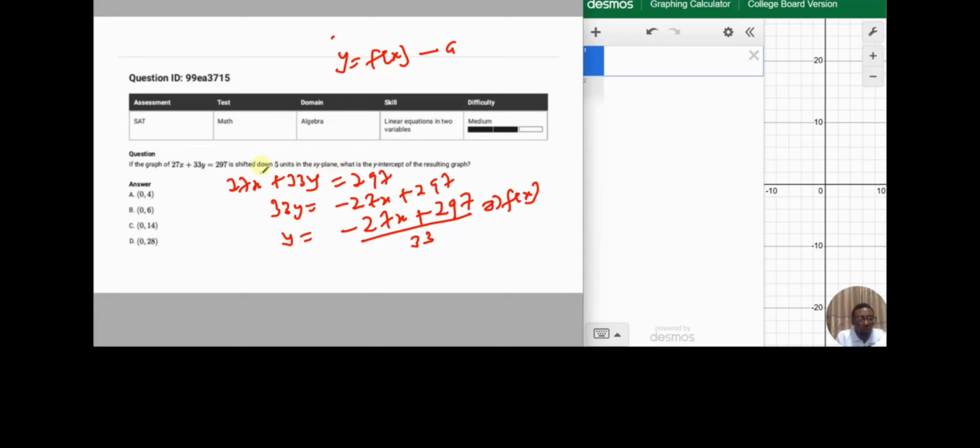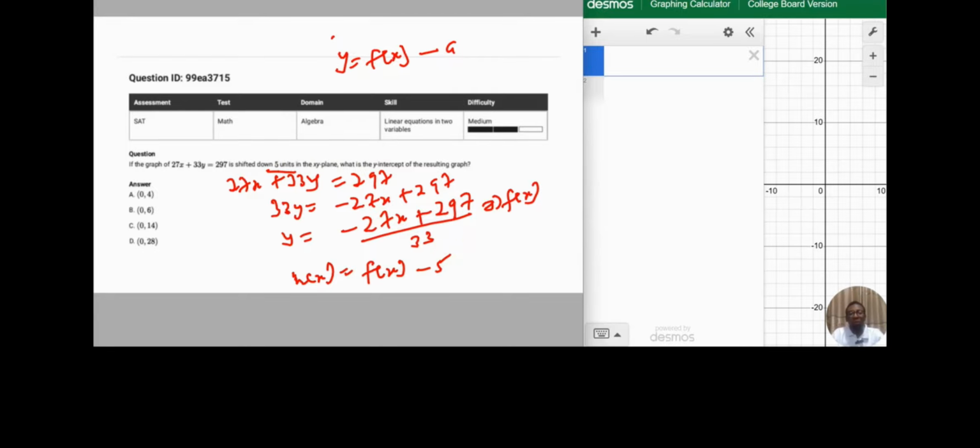What I'm looking for is what? I'm looking for the new function. Let's call that h of x. So h of x is actually f of x. It said it has moved down by 5 units. Moved down by 5 units. So f of x minus 5.